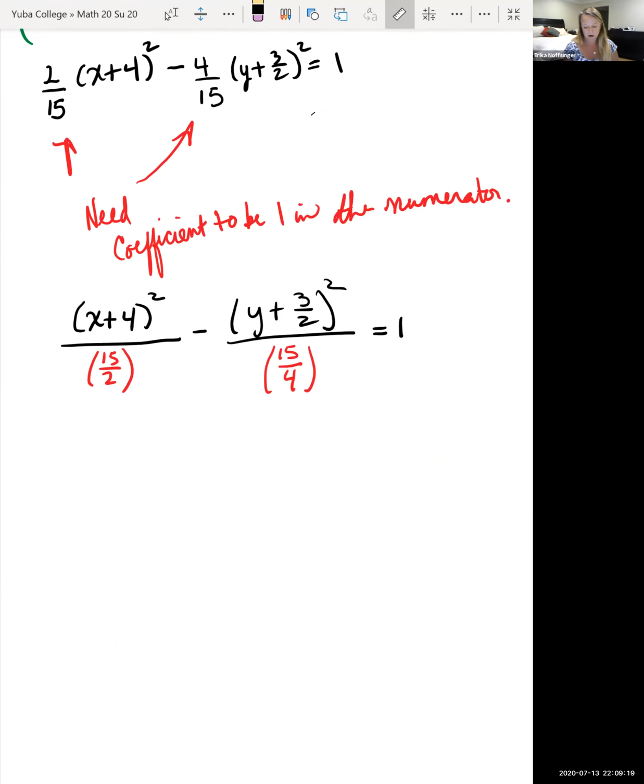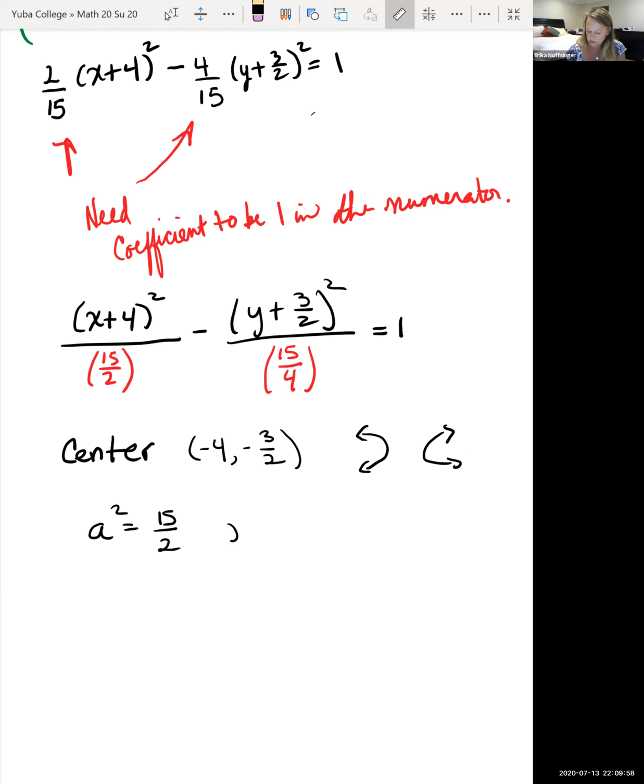Okay, so we got it in the form that we now wanted. We can tell what the center is. We can tell which direction it's facing. So the center, opposite signs, h is always with the x, so we have -4, comma, -3/2. Depending on which one is positive, it's facing towards the x-axis, so it's like this. Your a squared is always with the positive, so a squared equals 15/2. B squared is always with the negative, so b squared is 15/4.